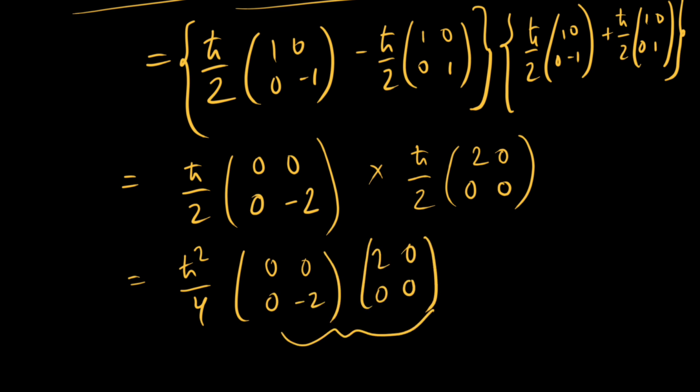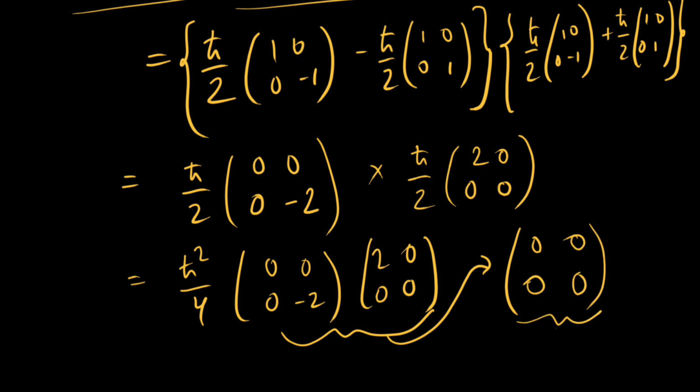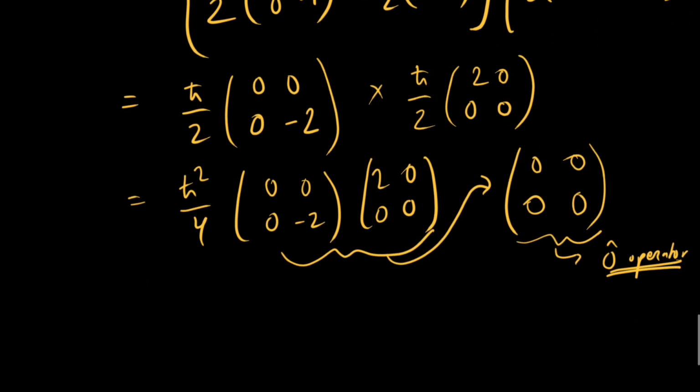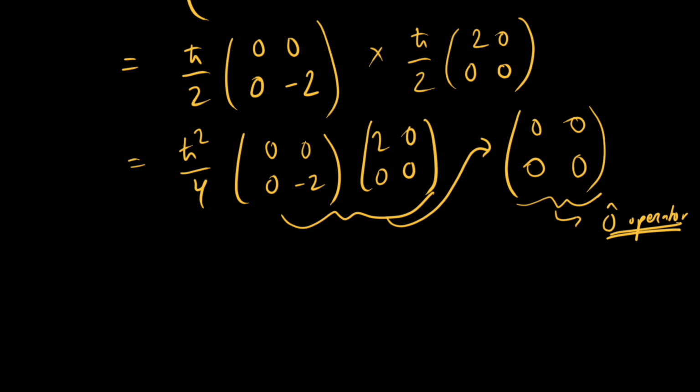Now if we multiply these two, let's see what we get. We should get a 0 matrix, so this will be 0, this will be 0 as well, 0 times 2, and this will be 0 as well, and this will be 0 as well. So yeah, we get a 0 matrix, which is the null operator. So yeah, this does hold for the SZ system for the first operator. Now let's check for the second one.